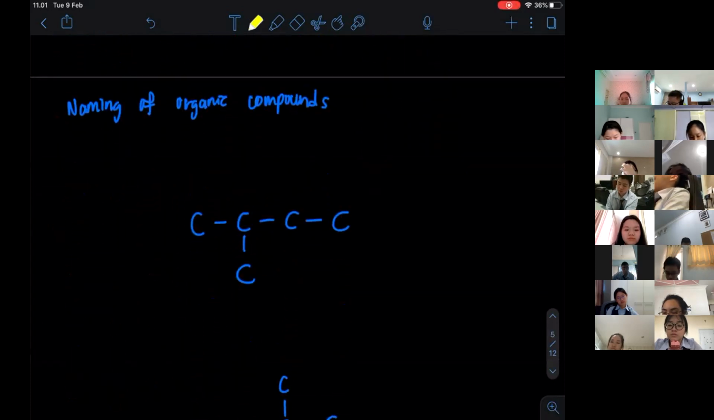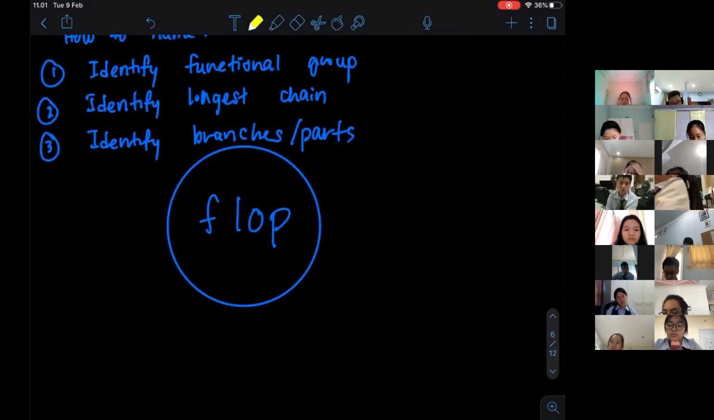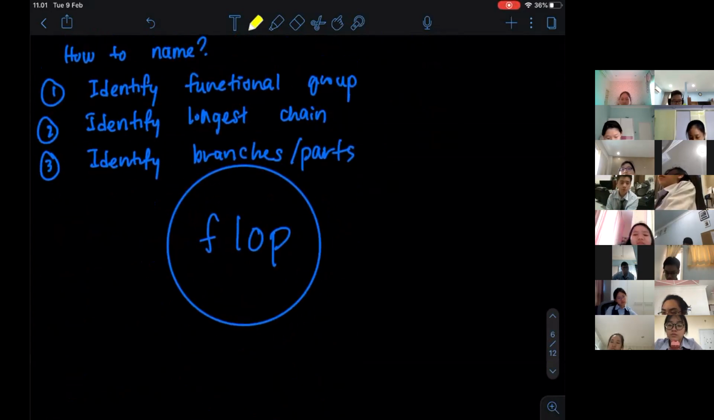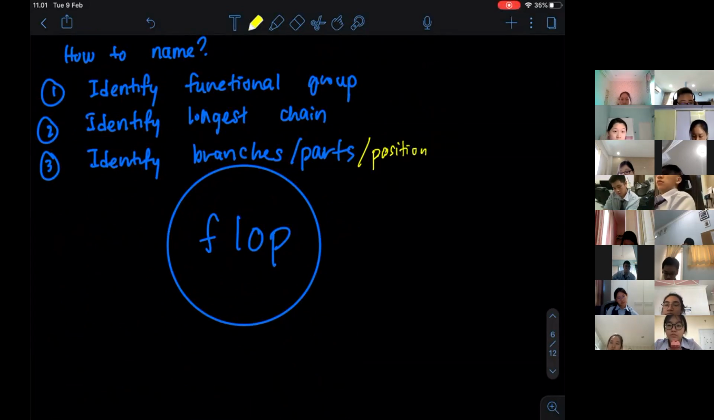Naming of organic compound. I taught you about this. How to name: first, identify functional group. Second, identify longest carbon chain. Then identify branch or parts. I will add an additional thing: position of the branch, or position of the part, or position of the alkyl group. So if you look over there, F, L, O, then P. I just put it as FLOP, if you want to remember.